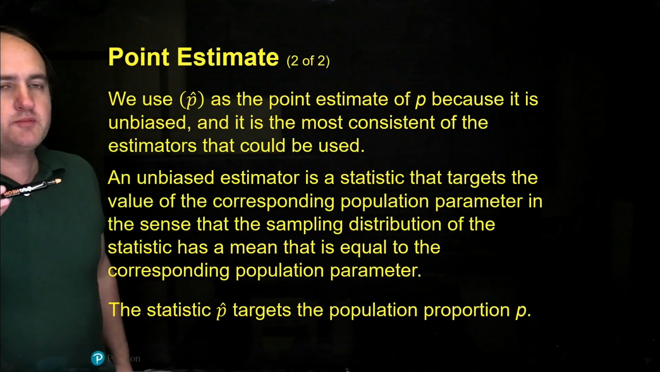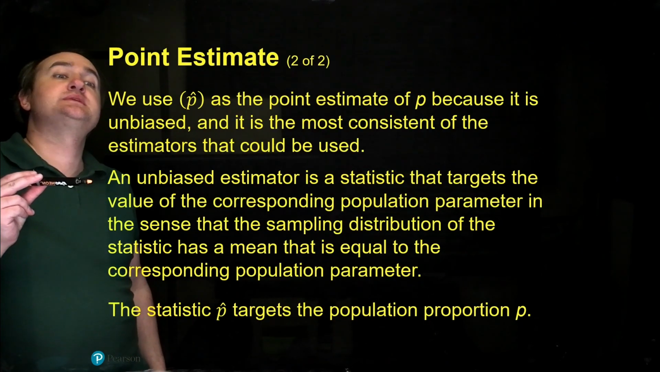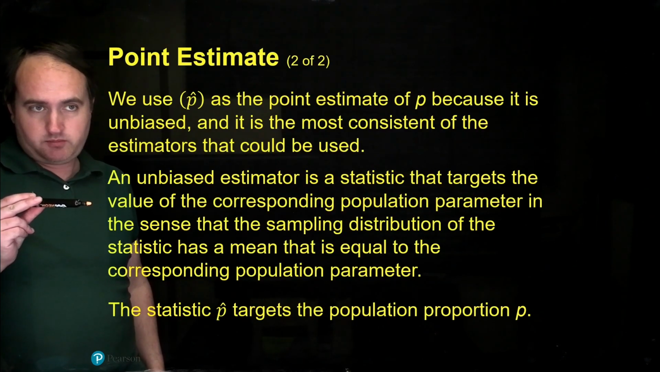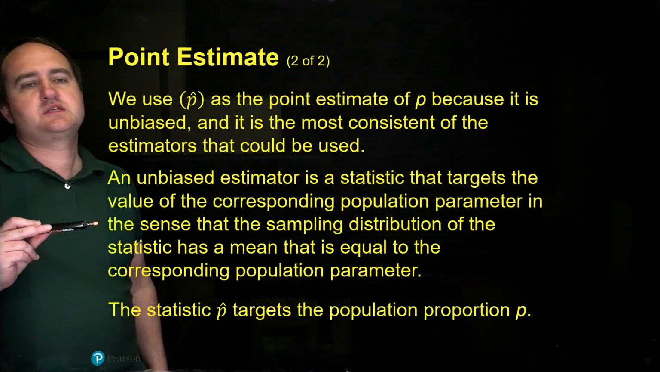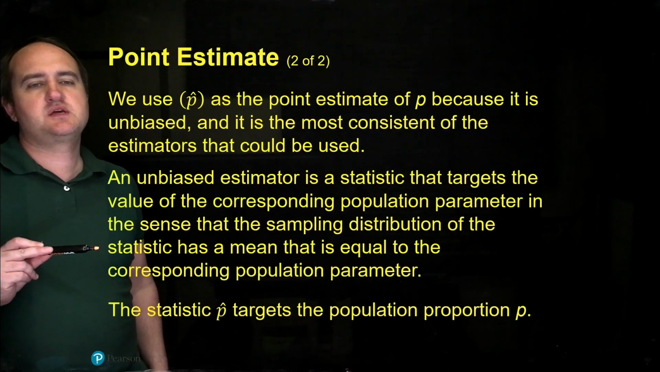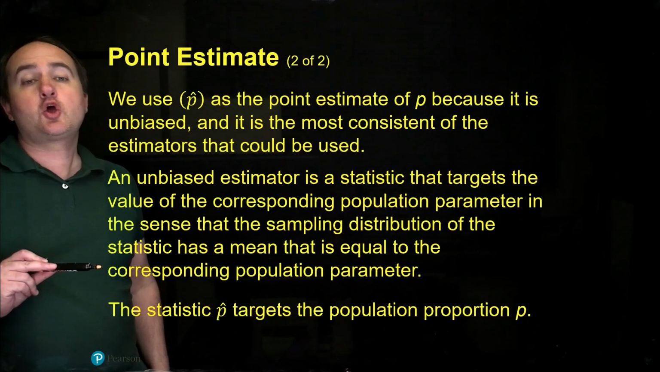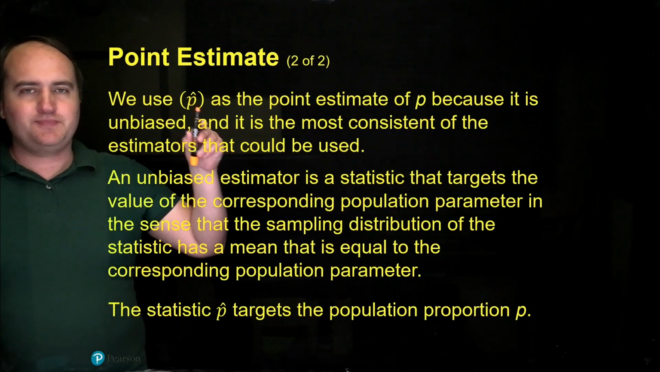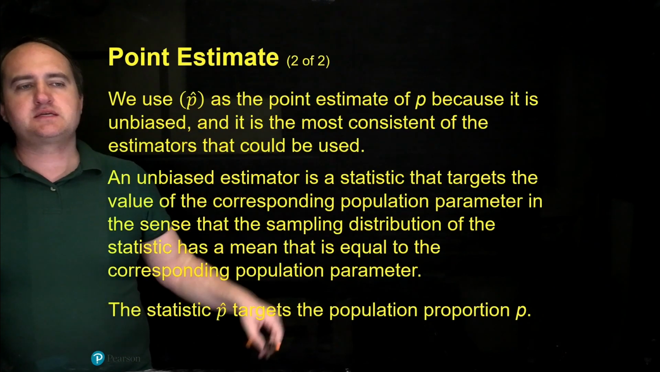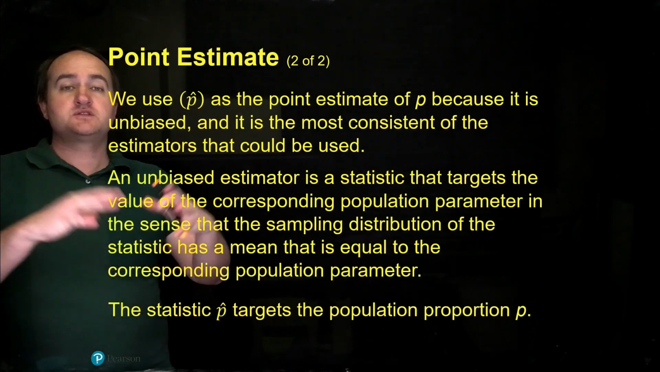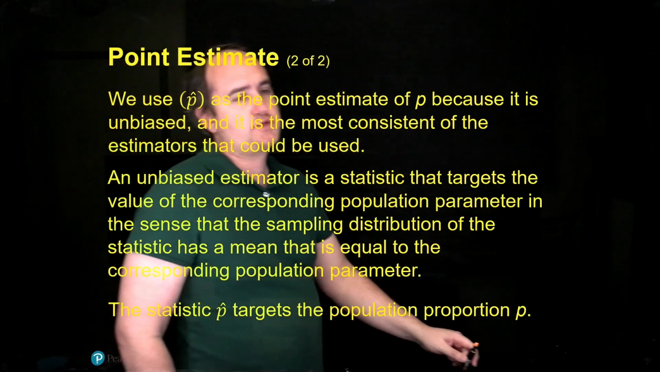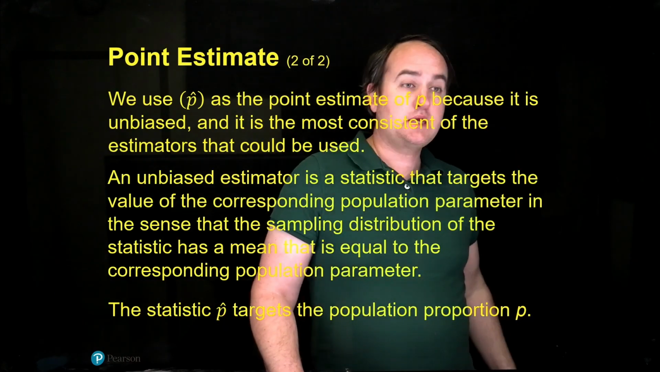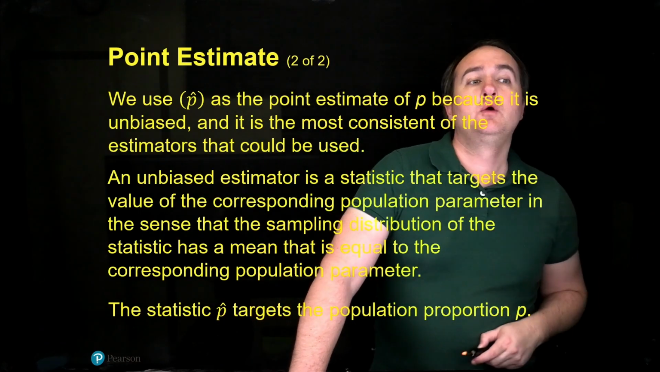So an unbiased estimator is a statistic that targets the value of the corresponding population parameter in the sense that the sampling distribution of the statistic has a mean that is equal to the corresponding population parameter. So here we're using P hat to estimate the entire population proportion P, or to target it. Okay, so let's see this in an actual real-world example.